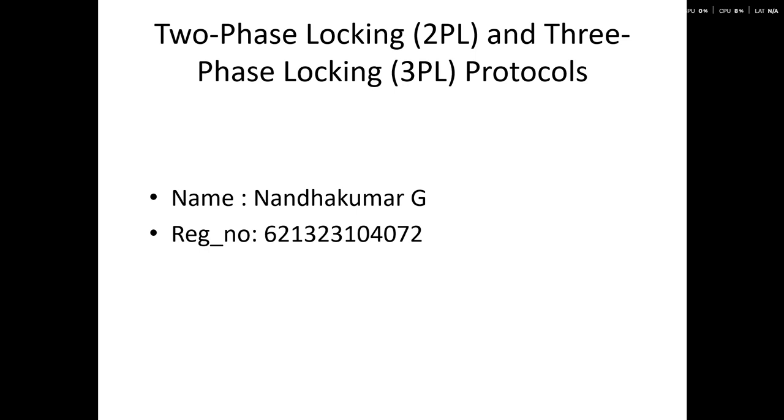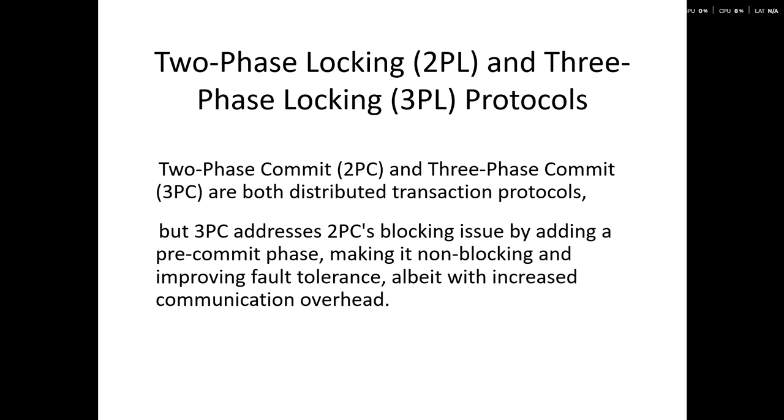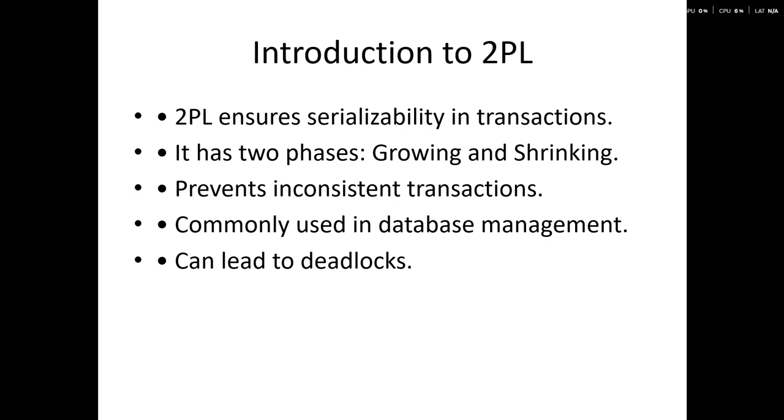Today we are discussing the topic of two-phase locking protocol and three-phase locking protocol. Two-phase commit and three-phase commit protocols are both distributed transaction protocols. Three-phase commit addresses the two-phase blocking issue by adding a pre-commit phase, making it non-blocking and improving fault tolerance, albeit with increased communication overhead. Introduction to two-phase protocol.